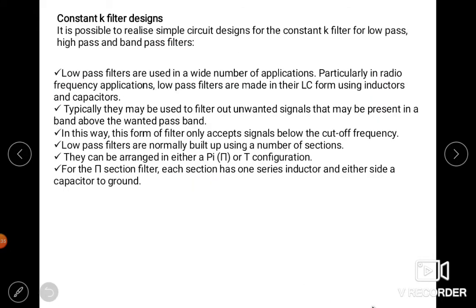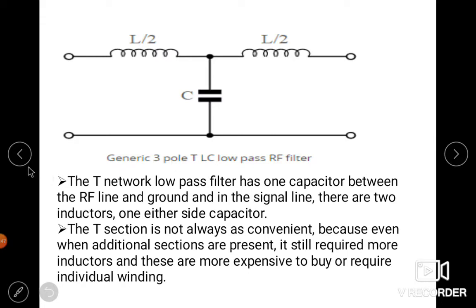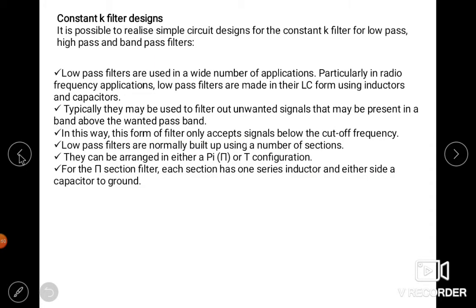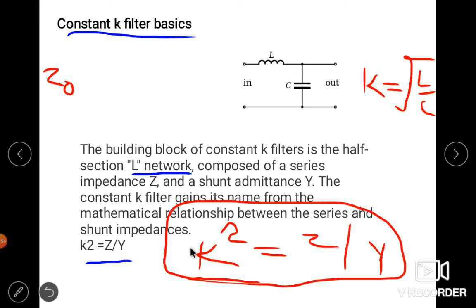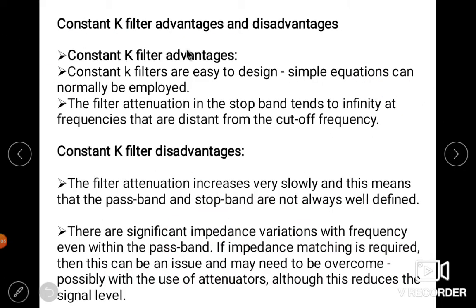So image impedance. In the next section we will discuss what the image impedance is and how the constant K filter can be designed. Let's see some constant K filter advantages and disadvantages.